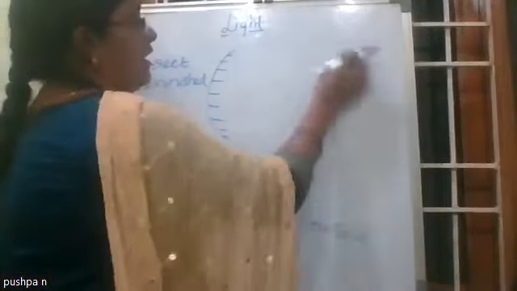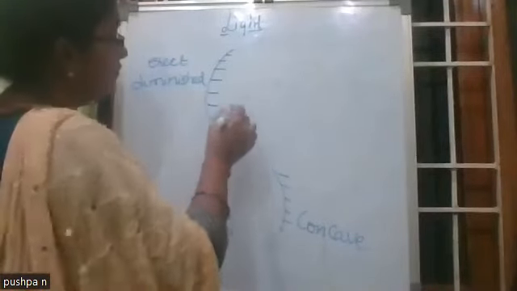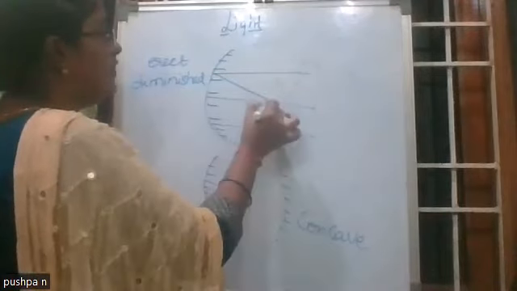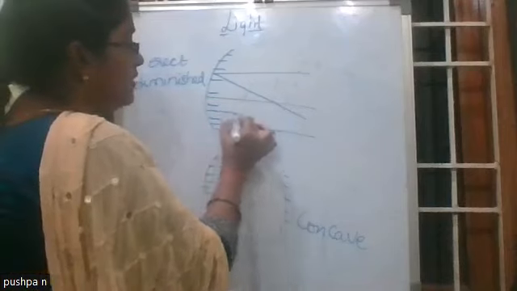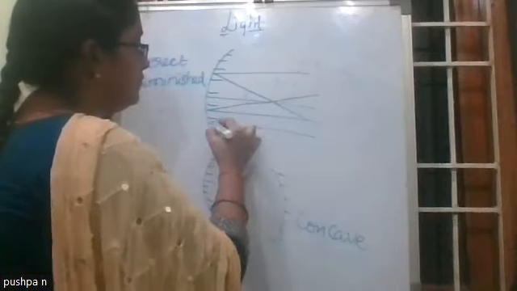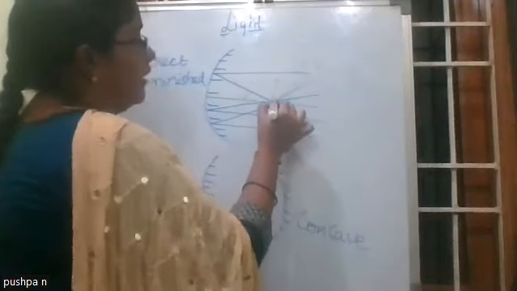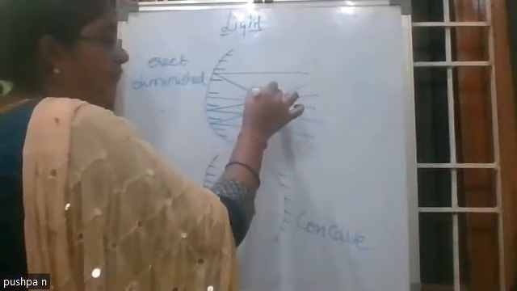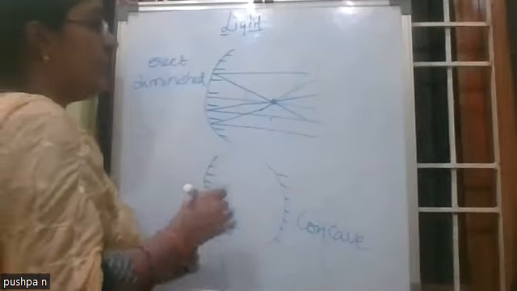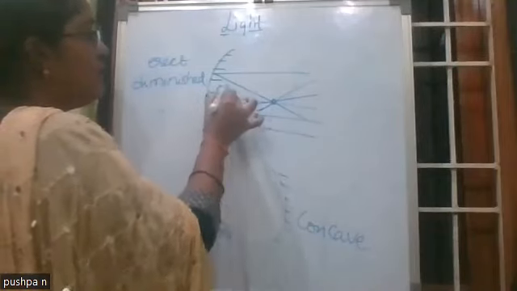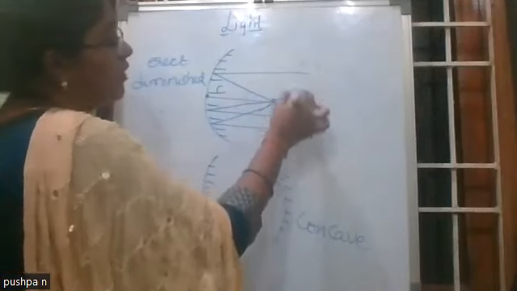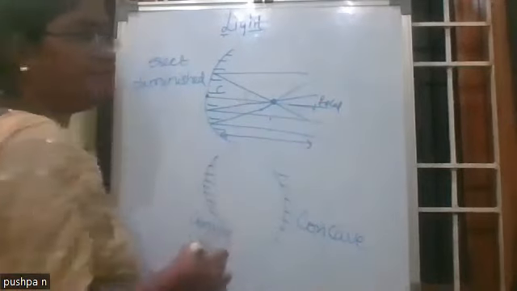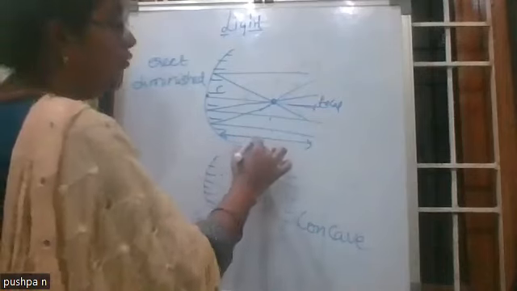Let's suppose, when the light rays are falling on this mirror, these rays will be reflected and will be focused on a particular point. Here, the distance from the pole, the center of curvature, to the focal point is called the focal length. This total distance is called the focal length.